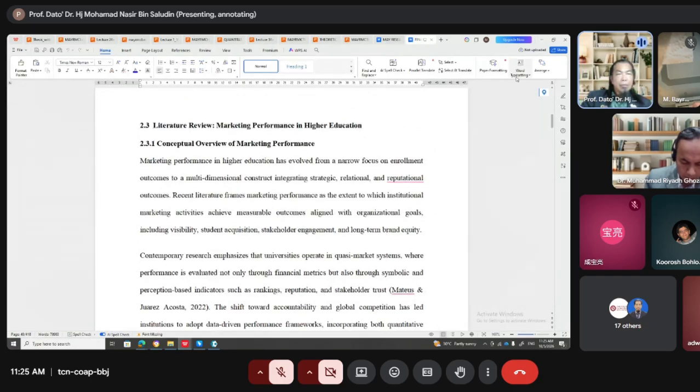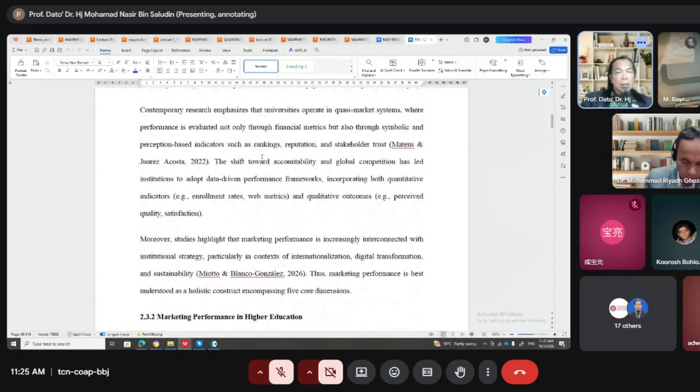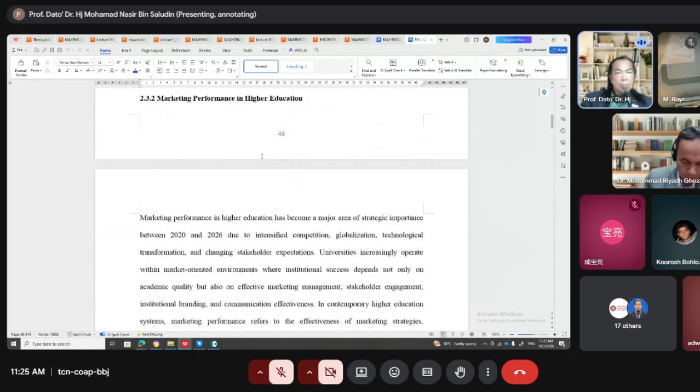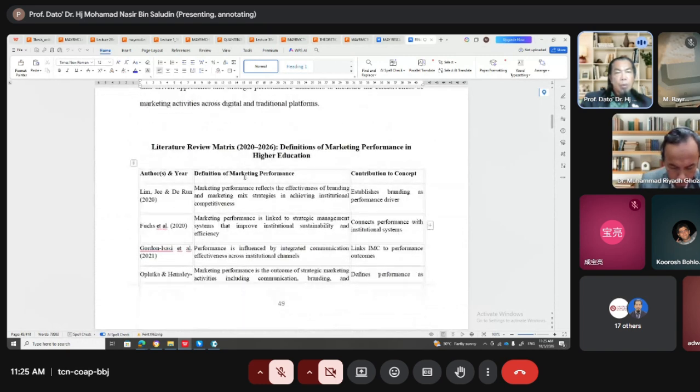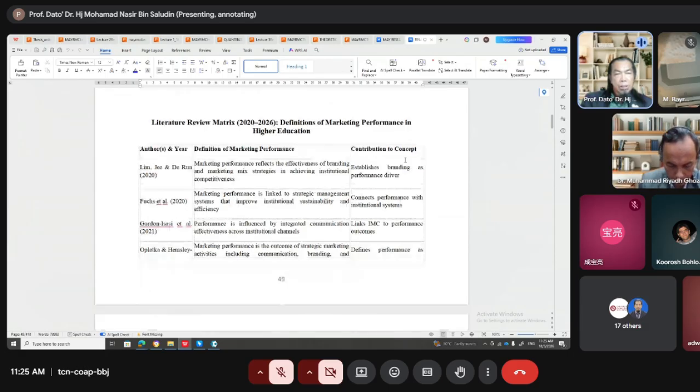Number one is marketing performance in higher education, because we want to measure marketing performance. The concept overview of marketing performance. What is the concept? What is the definition? What is the dimension? Marketing performance in higher education. Then we do like this one. Literature review metric, definition of marketing performance in higher education.